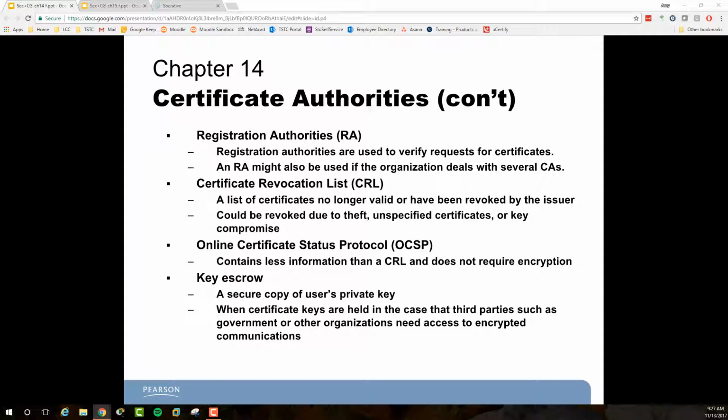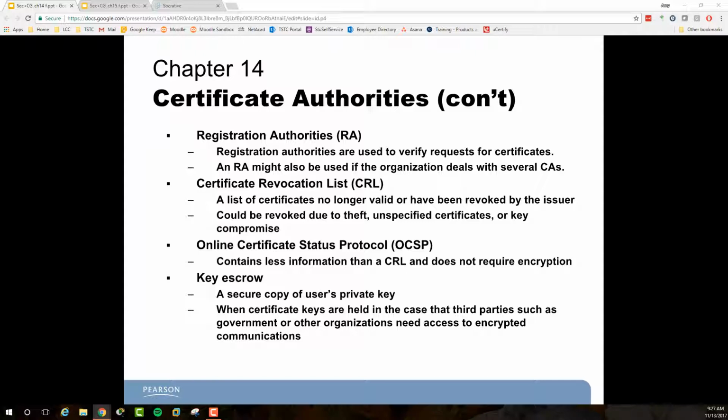Key escrow is a secure copy of the user's private key. Remember, private keys are meant to be kept secret and private. So sometimes, especially because a government organization requires it, a certificate key is going to be held in key escrow so that if the third party needed it, they needed to gain access to encrypted communications, they could do that.